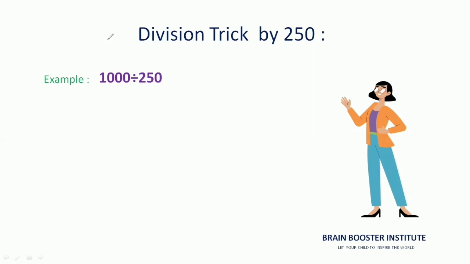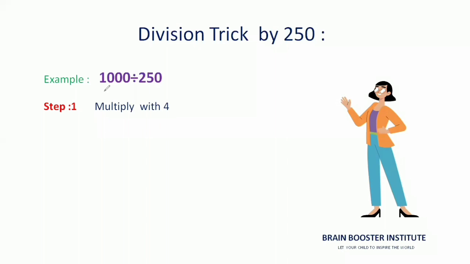But what is the Vedic Math technique to help us divide 1000 by 250? As 1000 is an easier number, we can divide it by 250 directly. But if it is not an easy number, then how can we divide? So this technique will help us divide any number by 250. Now let's see what technique is involved here. Step one: multiply by 4.